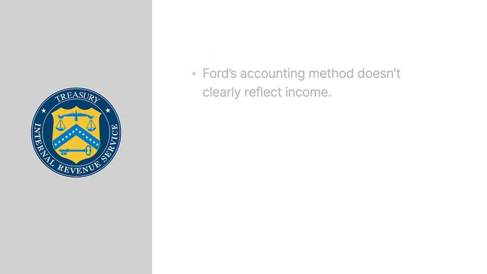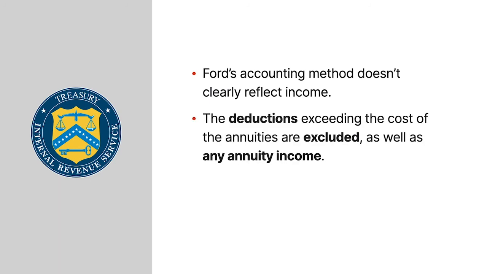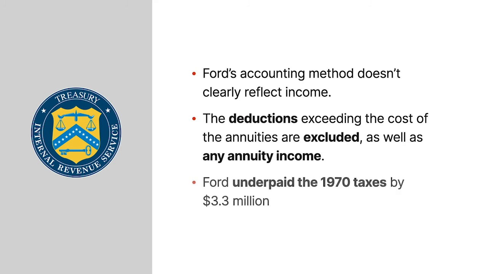The service determined that Ford's accounting method didn't clearly reflect income. Accordingly, the service disallowed any deductions exceeding the cost of the annuities while also excluding any annuity income. Consequently, the service determined that Ford underpaid its 1970 taxes by about $3.3 million.